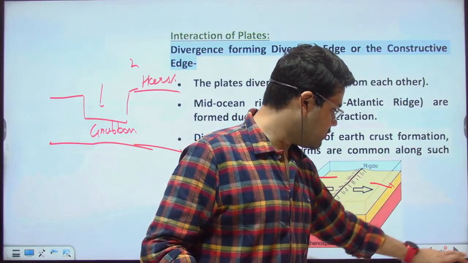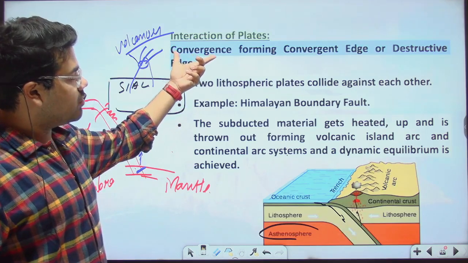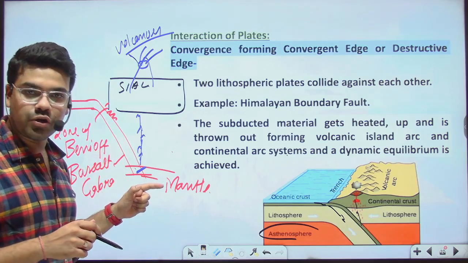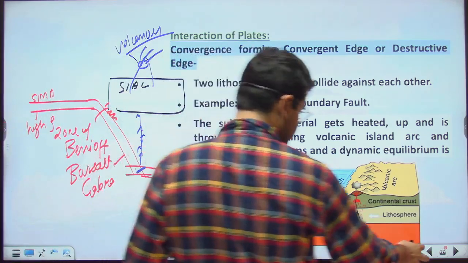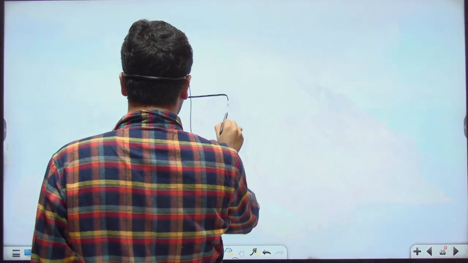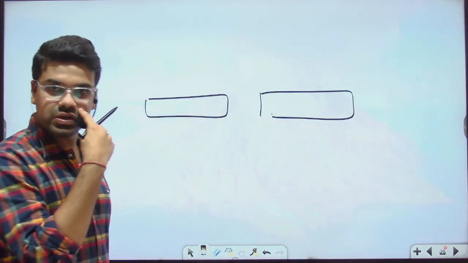Another case of convergence is there. Okay, it is said to be convergent plate boundaries or destructive plate boundaries. Why? Because the oceanic plate is getting destroyed here. Let's suppose the scenario is somewhat like this. Both continental crusts are colliding. The earlier case, what we saw, was the collision of Sial and Sima.